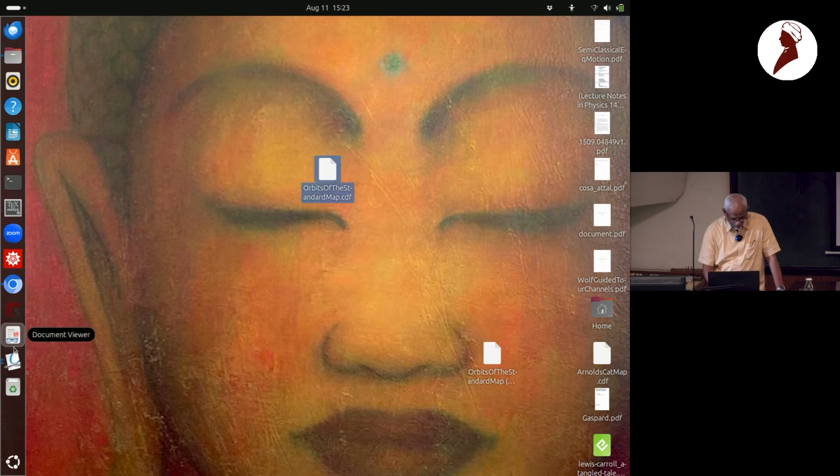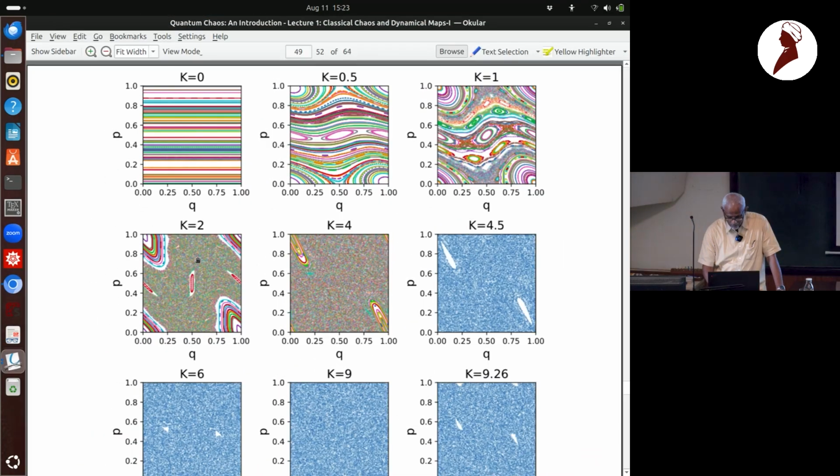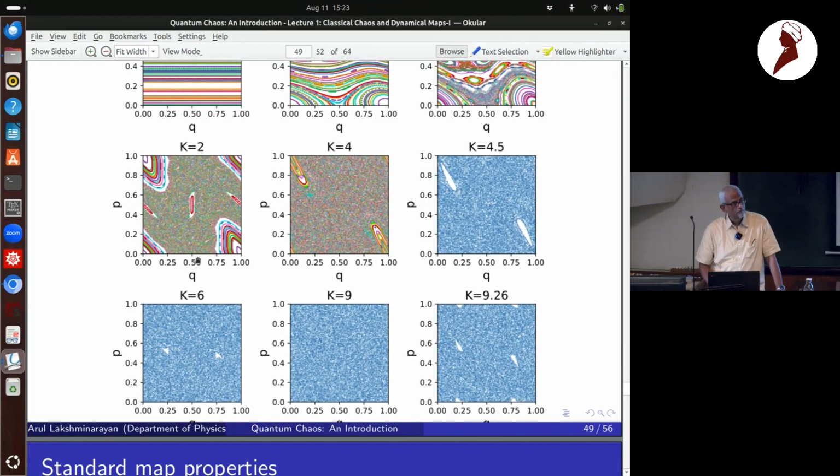So let's move on. No, it's not monotonic with K. Largely it's monotonic, but you can't say that simply it's monotonic. That's why I'm showing you an example of 9.26 versus 9. Well, these have to do with how these islands are formed. That's due to what are called tangent bifurcations.